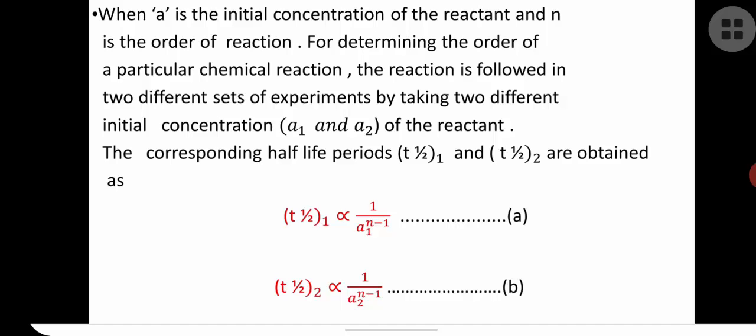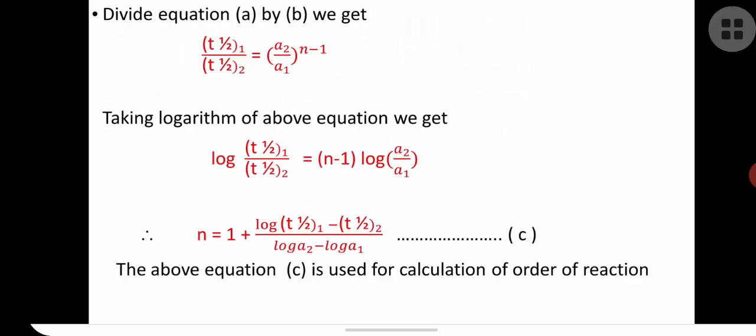It is equation B. By dividing equation A by B, we get t half 1 upon t half 2 is equal to A2 upon A1 raised to n minus 1. Taking the logarithm of the above equation, we get log of t half 1 upon t half 2 is equal to n minus 1 into log of A2 upon A1.